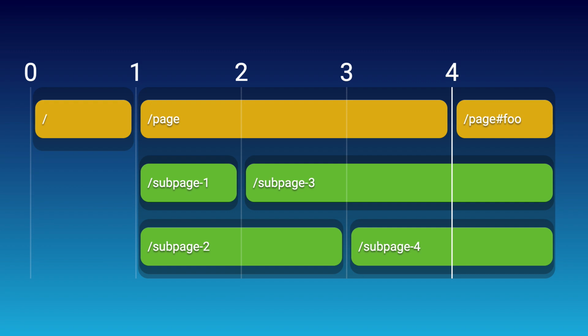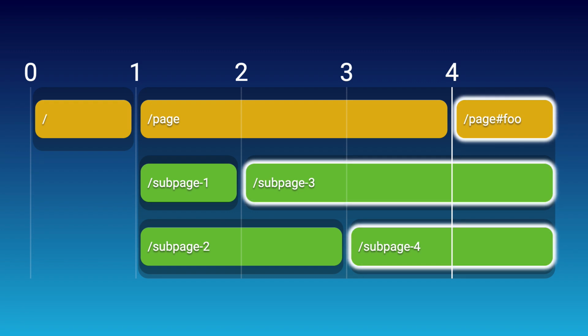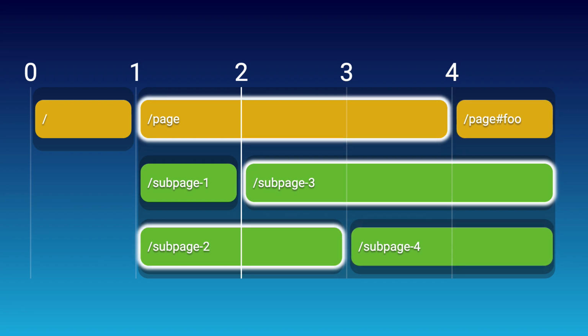And to answer that, we look at each navigatable thing, so that's the top level and all of the iframes, and we pick the history entry that starts at step 4 or the one that intersects with step 4. And there we go. If we wanted to switch to step 2, the process is the same.